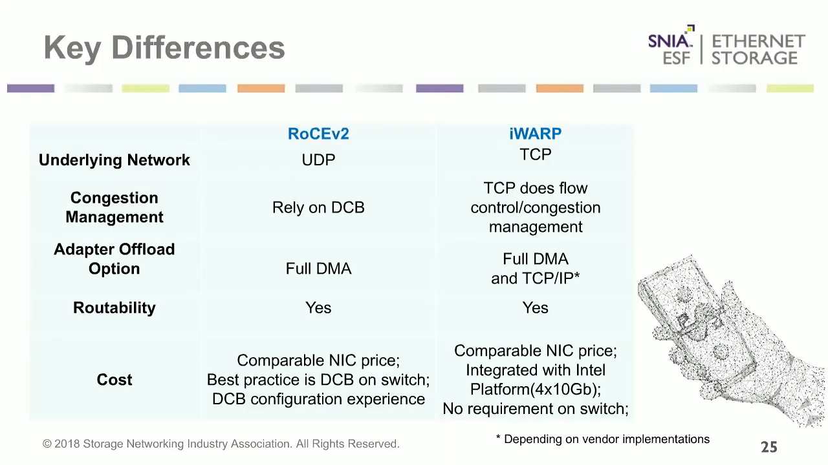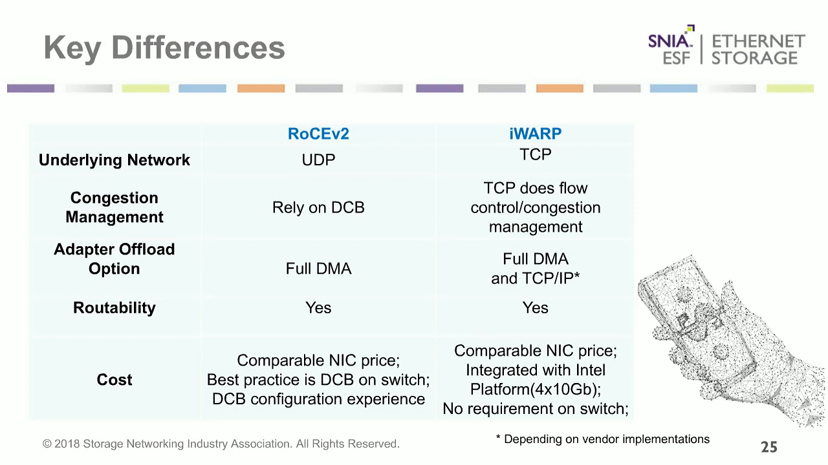So let's keep going. There are some key differences. Again, the underlying network for RoCE is UDP over IP, and for iWARP it's TCP over IP. In terms of congestion management, RoCE can use DCB or ECN or both, whereas iWARP uses TCP, and TCP does the flow control and congestion management. Now, they both offload full direct memory access. The direct memory access, that zero copy, bypassing the kernel if you need to, is done by the hardware for both RoCE and iWARP. In addition, iWARP, depending on the implementation, often offloads the TCP with a TCP offload engine, or TOE.